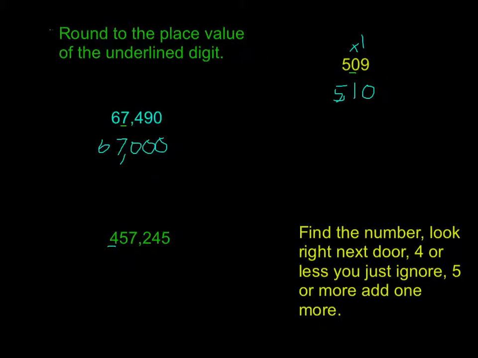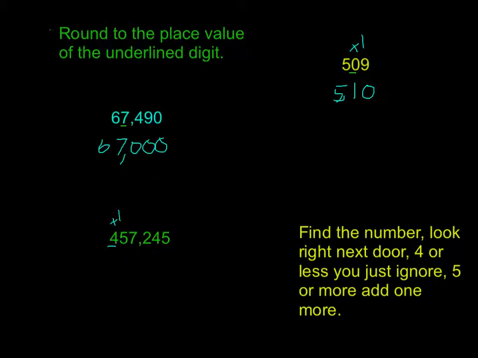On our next one here, we have 457,245. And this time we're going to round to the nearest 100,000. So we're going to find our number. We're going to look right next door. If it's 4 or less, we ignore. Here we have a 5, so it's not 4 or less. We're going to move on. It's 5 or more, we add one more. So in this case, we're going to add one more.